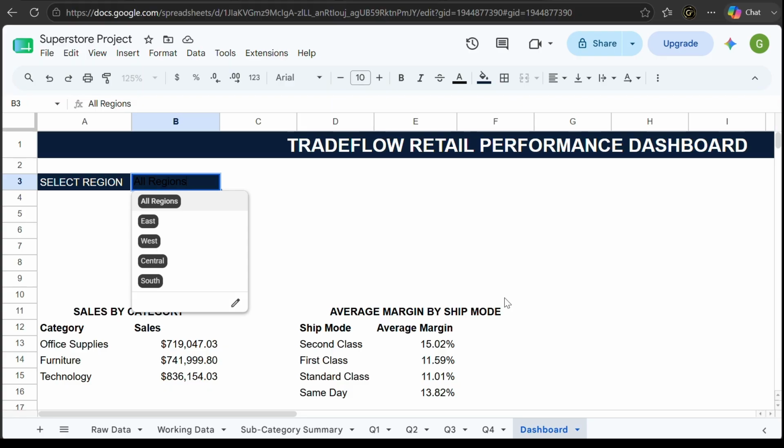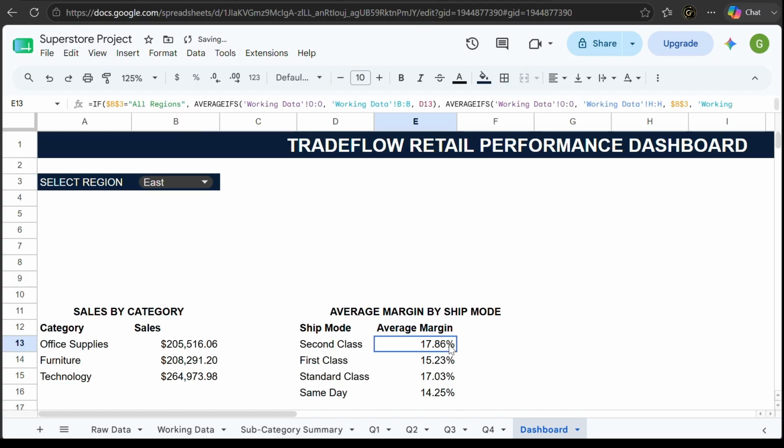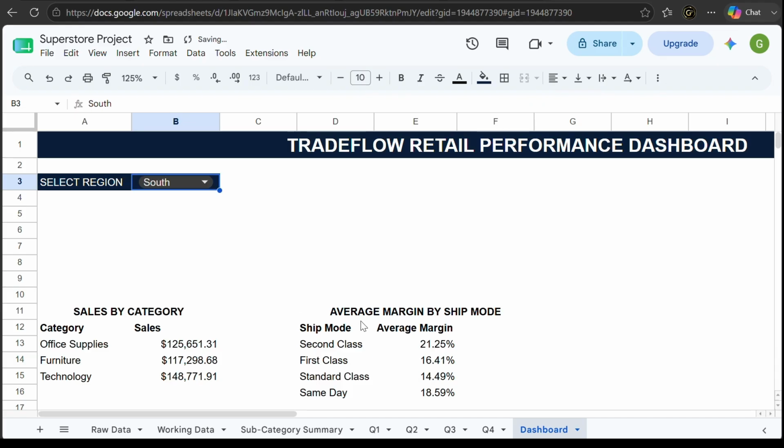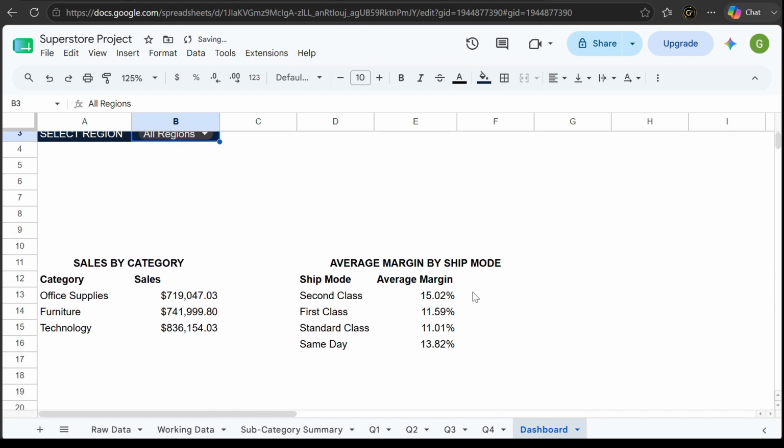So we're actually in the real sense working with three different columns in this working data. We're looking at the ship mode, we're looking at the profit margin percentage, and then we're looking at the region that is here. So if I change to east, you can see that all my average margins have changed values, right? If I change to west, the same thing. If I change to central, the same thing. If I change to south, the same thing. So that's how the filtering works there.